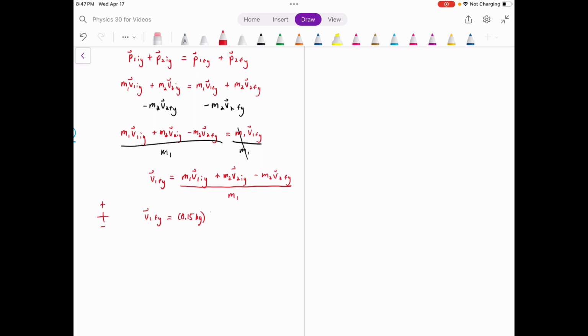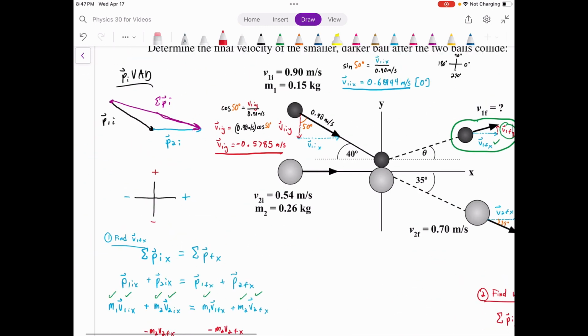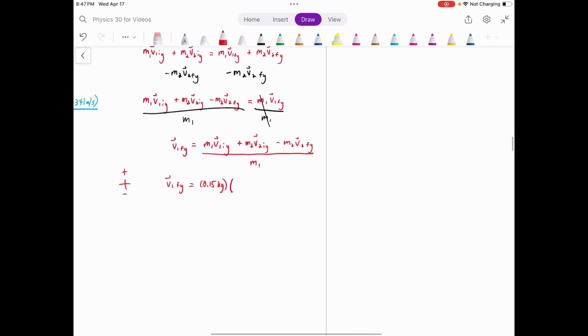So I'm not going to multiply by 0.5785, I need to multiply by negative 0.5785 meters per second.